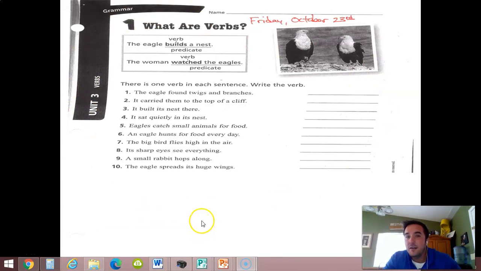There's 10, and simply there's one verb in each of these sentences. Write the verb here. You need to first find the subject. The eagle found twigs and branches. Who or what did something? The eagle. What did the eagle do? One word? Found. There you go. I already gave you the first answer for your test. Now you have 9 more to show me you understand how to find a verb. Just make sure again you find the subject and ask yourself, what did they do?